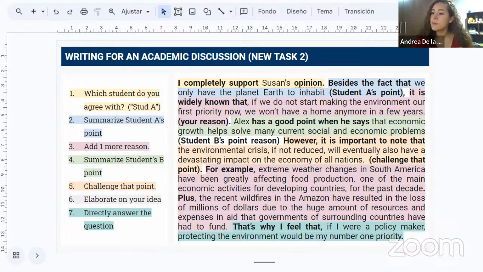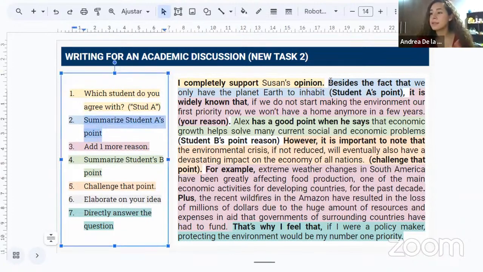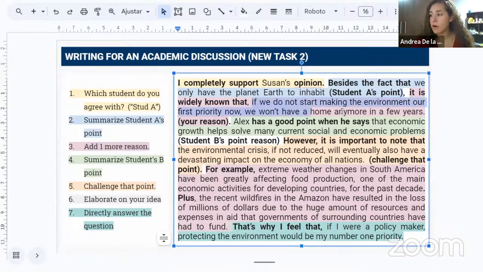Then you needed to summarize that student's main reason, main point. So you say, besides the fact that, and then you summarize her main idea. So we only have one planet. And then you need to add your own reason, right? Add your own contribution. So we said that if we don't start making the environment our first priority, we won't have a home anymore. This was our personal reason.